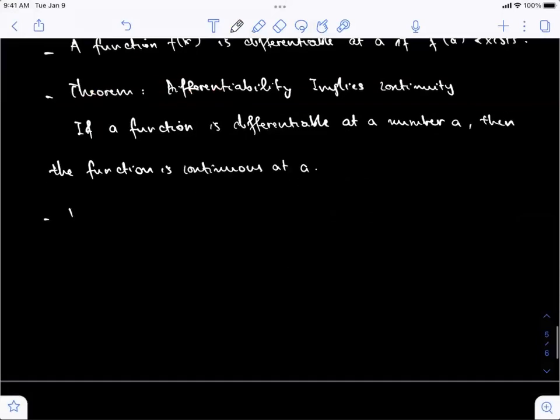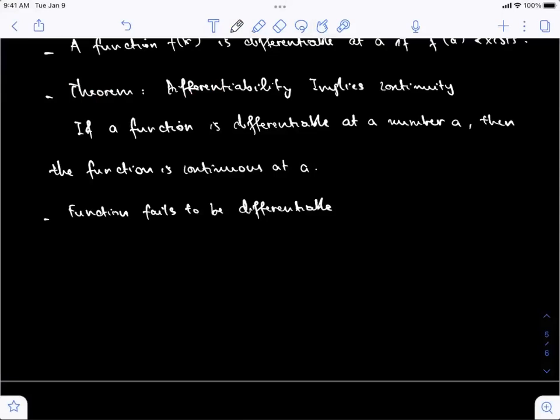So functions failed to be differentiable. Right. So there are three cases where the functions fail to be differentiable. The first one is when the function has a corner or a kink. The function fails to be differentiable where there's a discontinuity, right? And the function fails to be differentiable when there is a vertical tangent line.